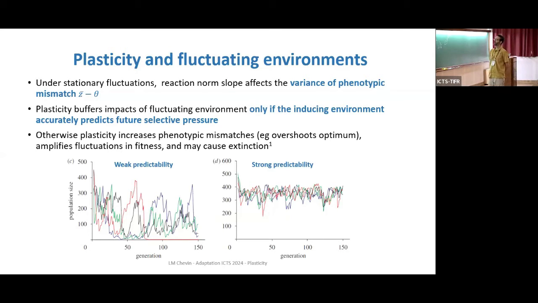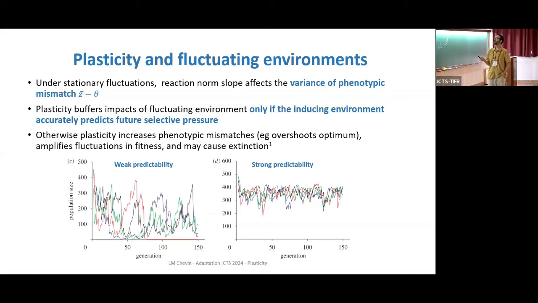What reaction norm slope really does is affect the variance of deviation from the optimum, right? The optimum is fluctuating, and the trait is fluctuating itself more or less just because of plasticity. This will not affect the mean mismatch with the optimum, it will affect the variance of this mismatch. So one simple idea is that plasticity will buffer the impact of the fluctuating environment.